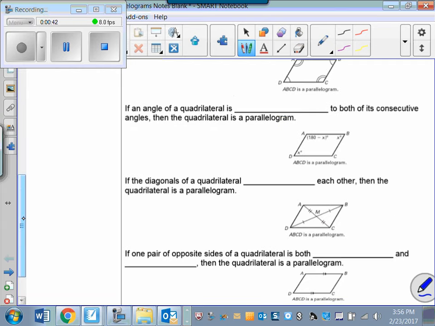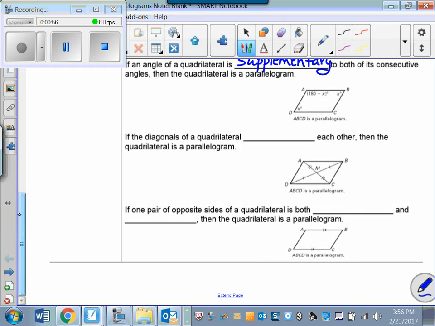Third one says, if an angle of a quadrilateral is supplementary to both of its consecutive angles, then the quadrilateral is a parallelogram. Next, if the diagonals of a quadrilateral bisect each other, then the quadrilateral is a parallelogram. And finally, if one pair of opposite sides of a quadrilateral is both parallel and congruent, it's got to be the same set of sides, then the quadrilateral is a parallelogram.